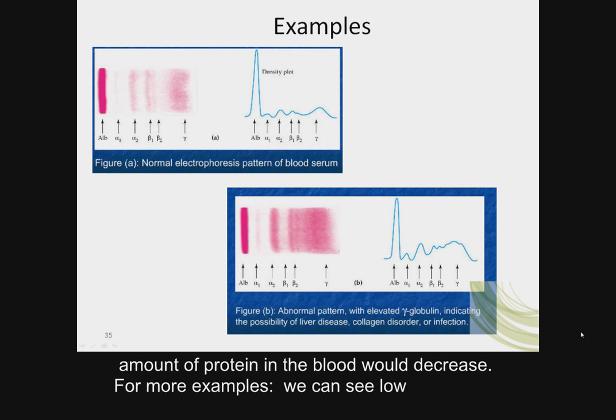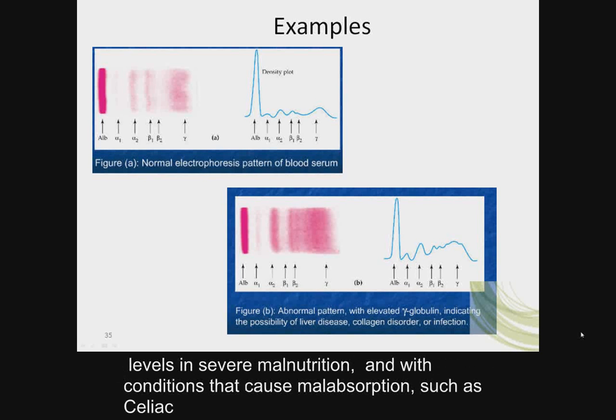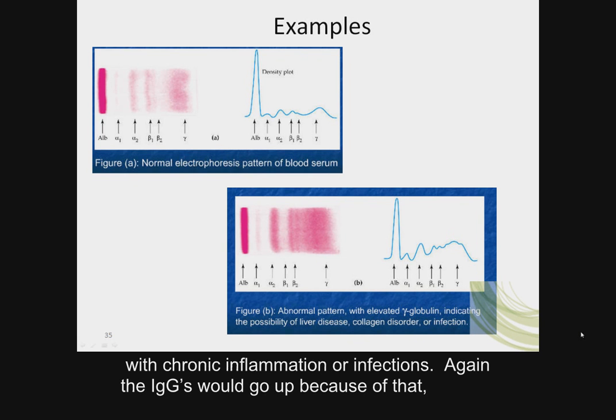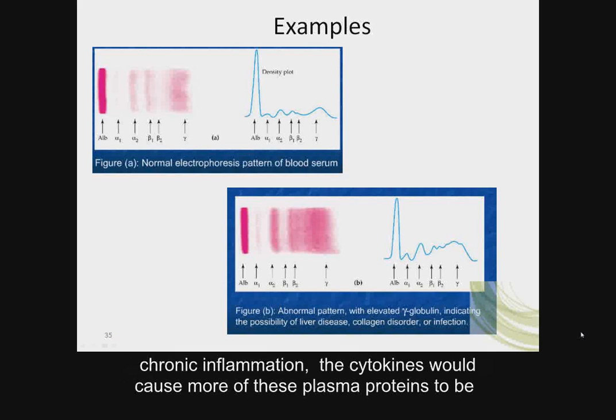Still some more examples. We can see low levels in severe malnutrition and with conditions that cause malabsorption, such as celiac disease, liver disorders, kidney disorders, etc. We can see high total protein levels with chronic inflammation or infections. Again, the IgGs would go up because of that chronic inflammation. The cytokines would cause more of these plasma proteins to be produced.